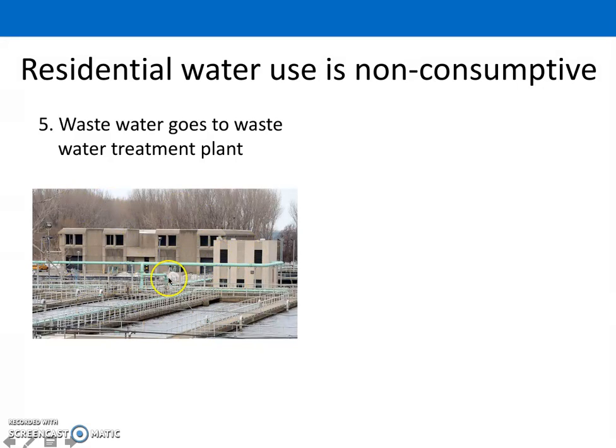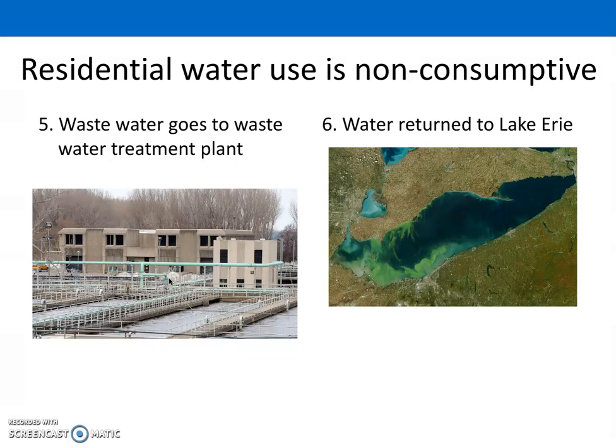Again, this is the one in Erie. At a wastewater treatment plant, there are many processes used, several steps that go into cleaning water before it gets returned back out to the local source of fresh water, in this case, Lake Erie. Now, one thing I do want to point out is that water that goes down your drains will get to the wastewater treatment plant.